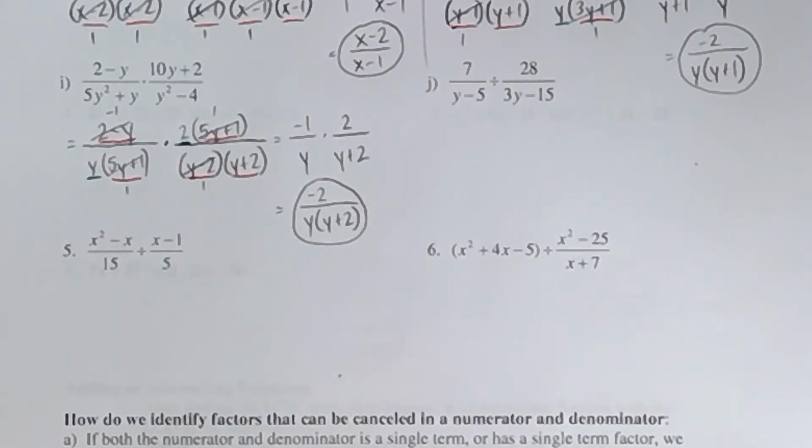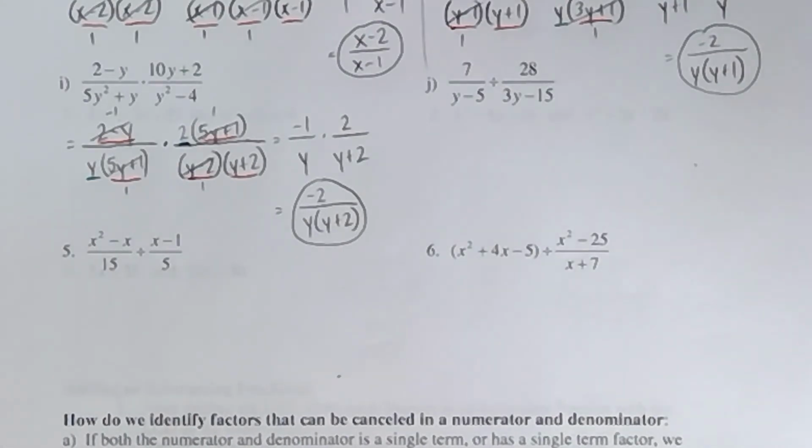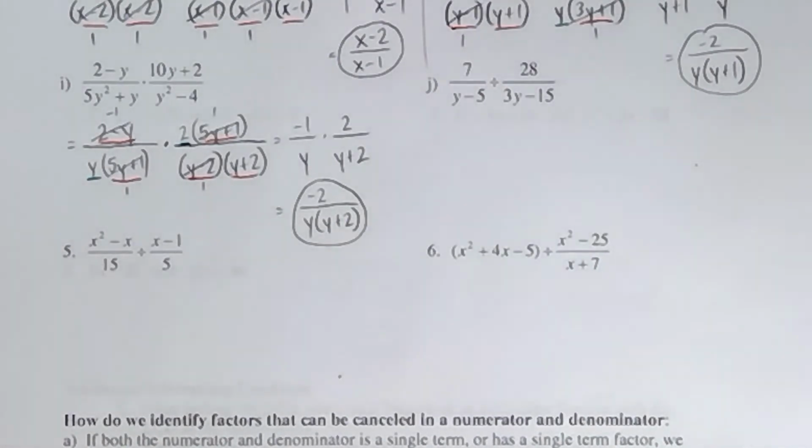Okay, do not even think about canceling when it's still a division problem. You've got to convert it to multiplication first. Why is that so important? It's because you're only allowed to cross cancel when you're multiplying.